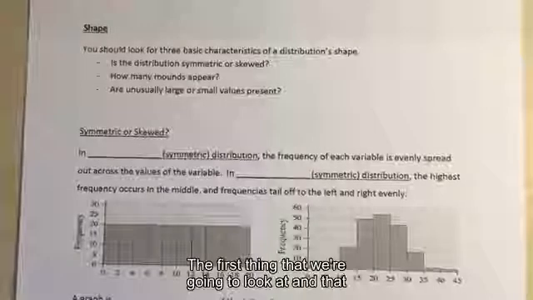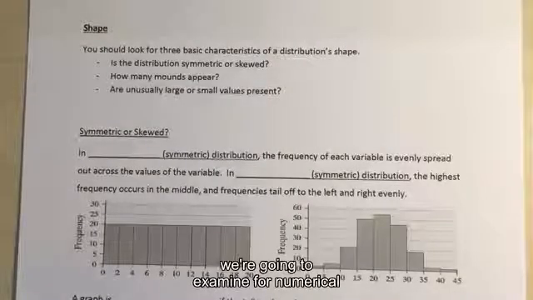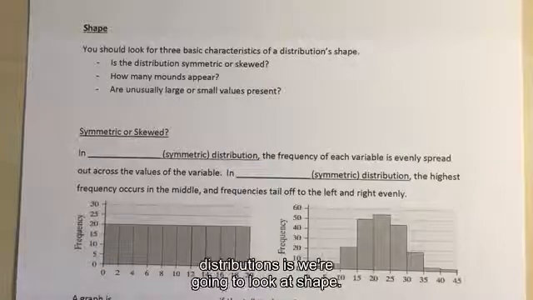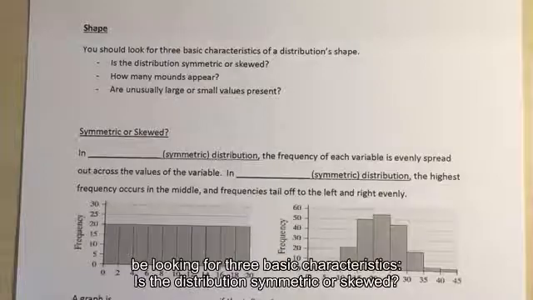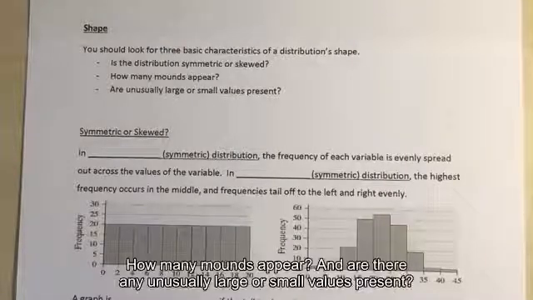Right, so the first thing that we're going to look at and examine for numerical distributions is shape. When we're looking at shape, we're going to be looking for three basic characteristics. Is the distribution symmetric or skewed? How many mounds appear? And are there any unusually large or small values present?